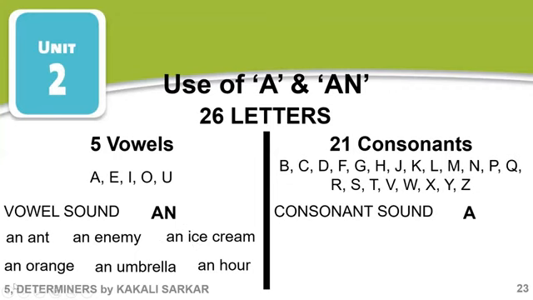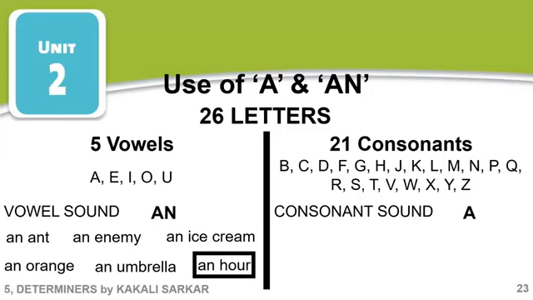An orange, an umbrella. Now what is this? An hour? H is not a vowel. H is a consonant, and still we have put an. Is it a mistake? No, children, this is not a mistake. An hour. Though H is not a vowel, it is a consonant, but it remains silent here. So we pronounce it with a vowel sound, not how-er, we will say our. An hour. Our is a vowel sound. So this is correct. An hour.